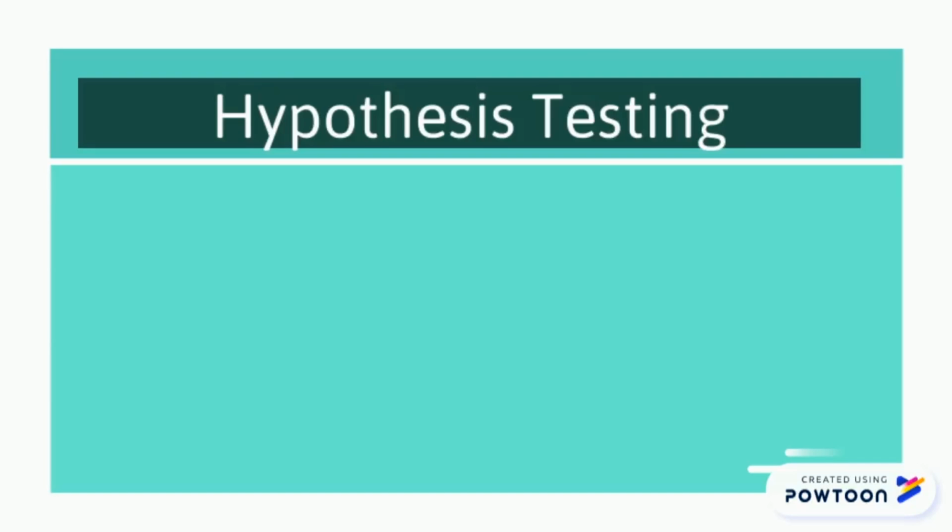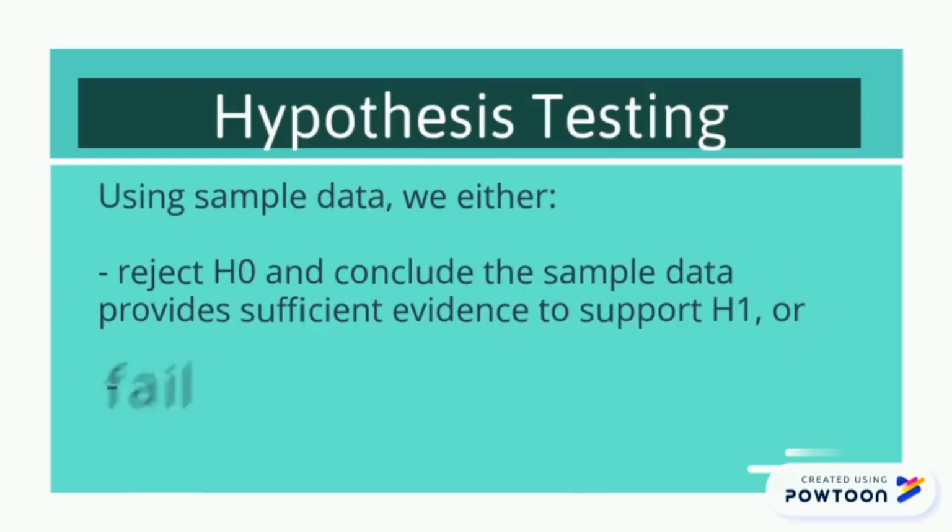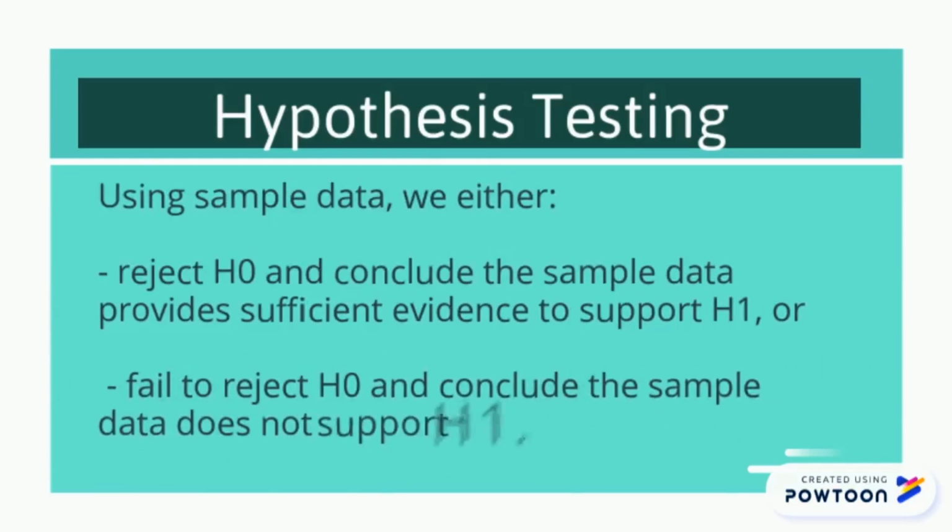The next one is using sample data. We either reject H0 and conclude the sample data provides sufficient evidence to support H1, or fail to reject H0 and conclude the sample data does not support H1.